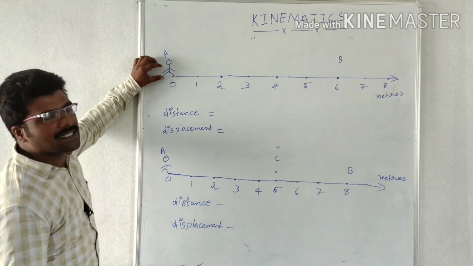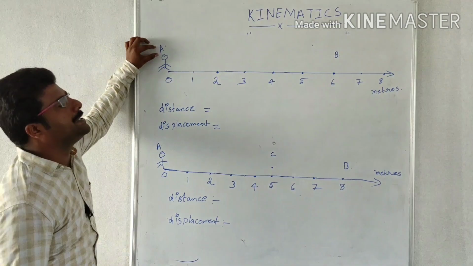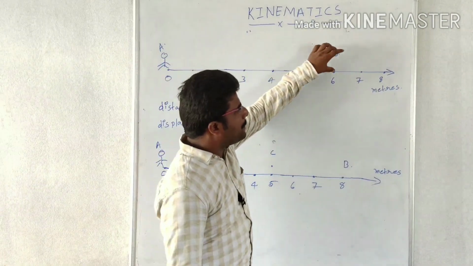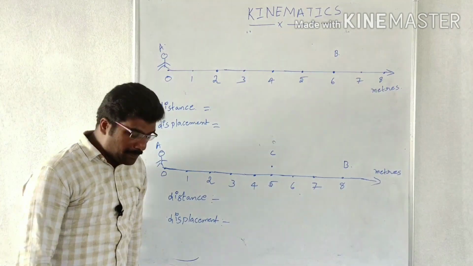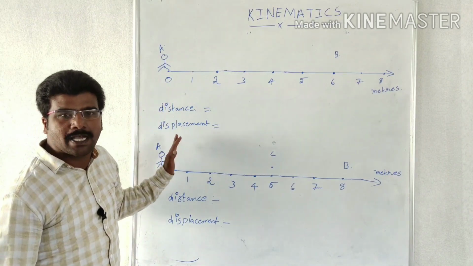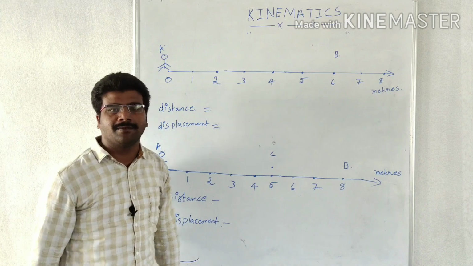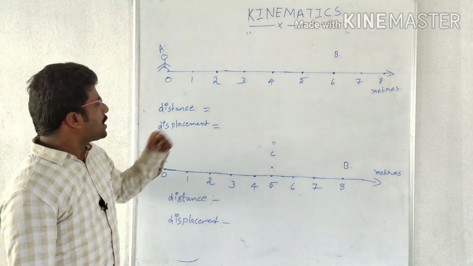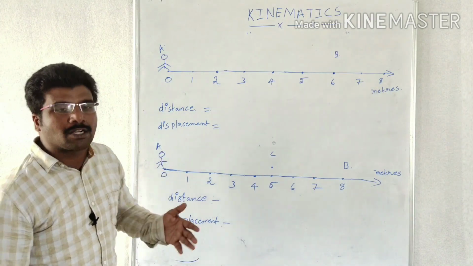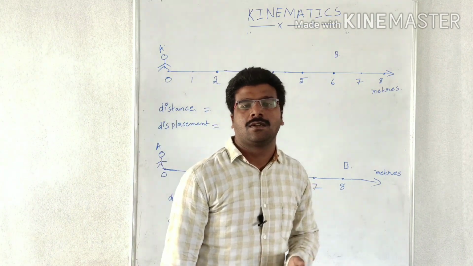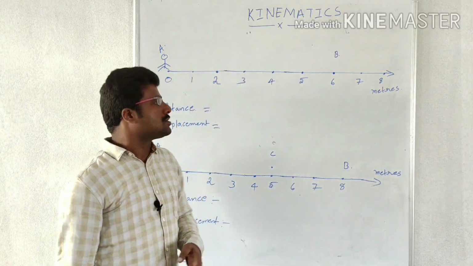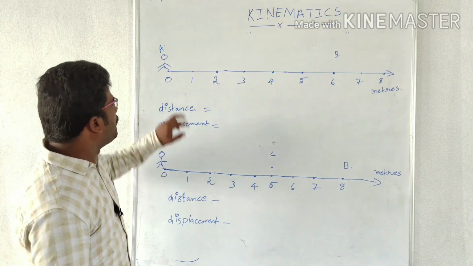Now a person starts from point A and reaches point B. Now tell me, what is the distance and displacement traveled by the person? Have an idea? Okay. When you come to the distance, what we said, the total path length is known as distance. So what is the total path he traveled?